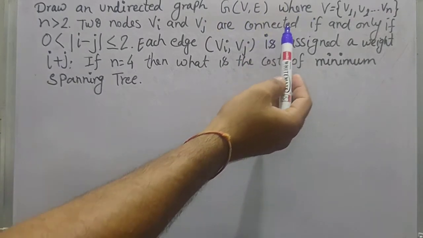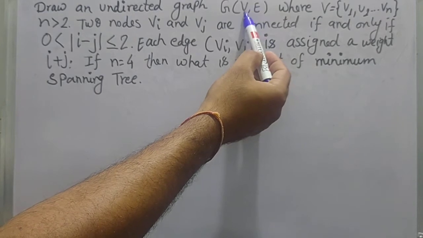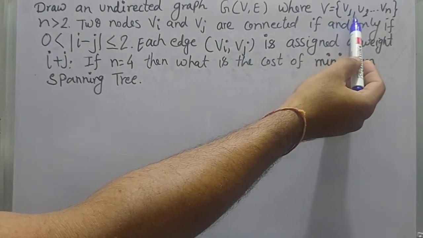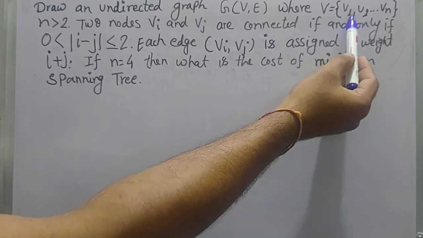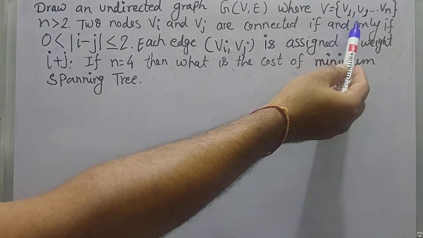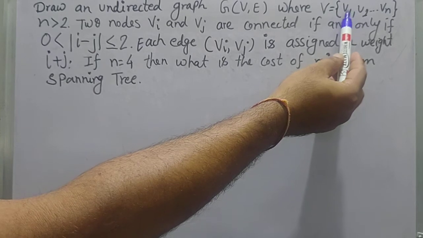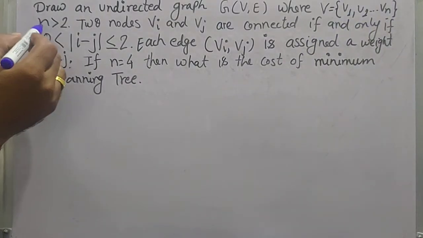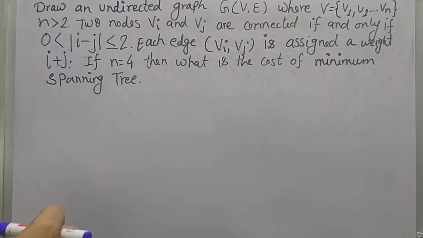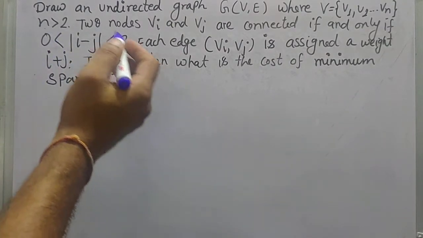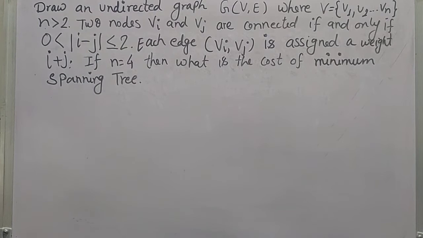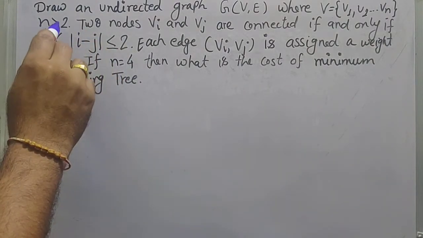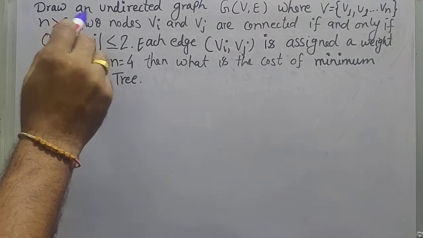It says that there is a set V of vertices and each vertex has a specific index, which can be represented like V1, V2, V3, V4 and Vn, with the condition that n will always be greater than 2. So it means the minimum or the smallest graph will contain at least 3 nodes, according to this constraint.